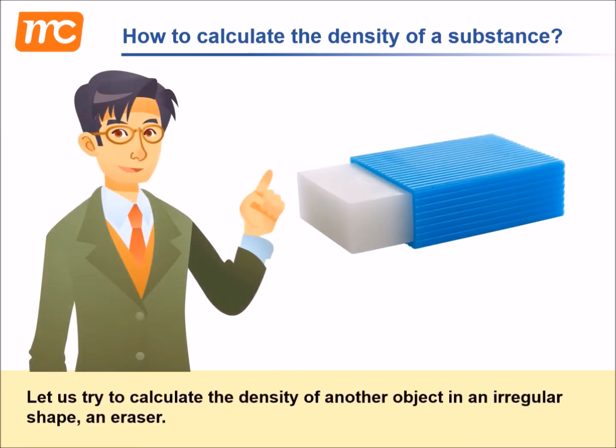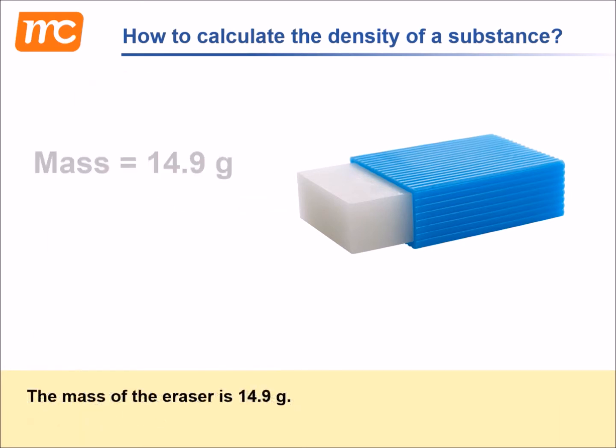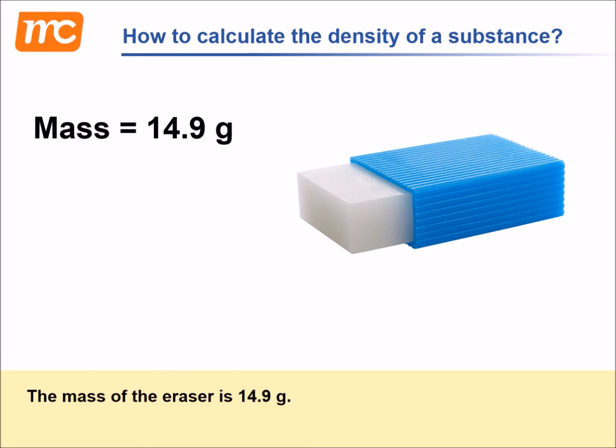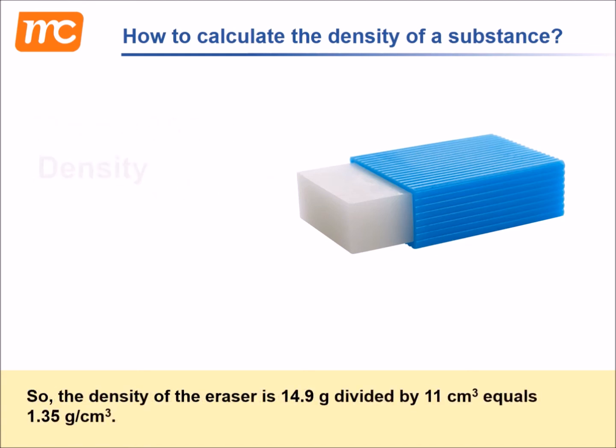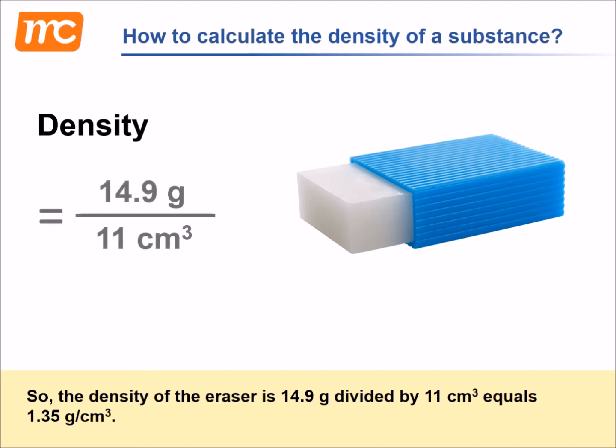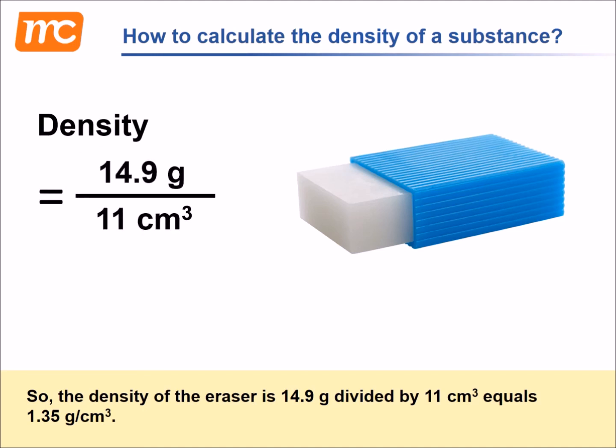Let us try to calculate the density of another object in an irregular shape, an eraser. The mass of the eraser is 14.9 grams. The volume of the eraser is 11 cubic centimeters. So, the density of the eraser is 14.9 grams divided by 11 cubic centimeters equals 1.35 grams per cubic centimeter.